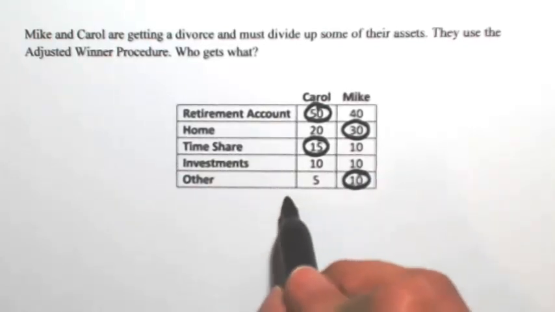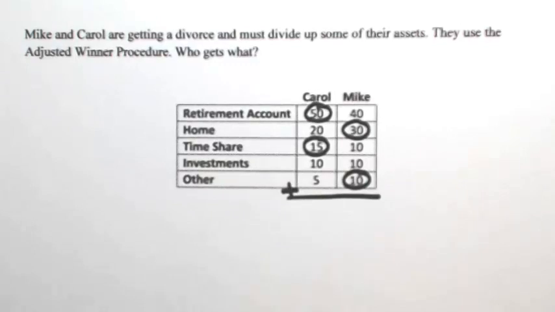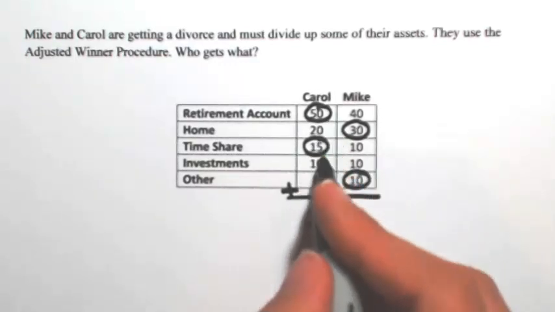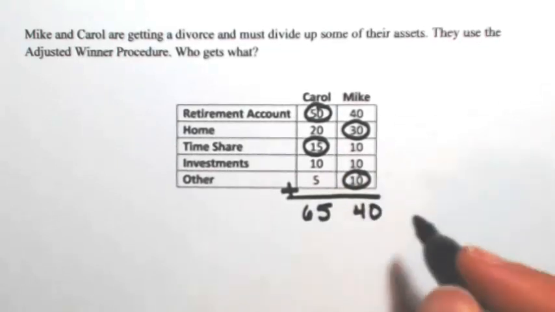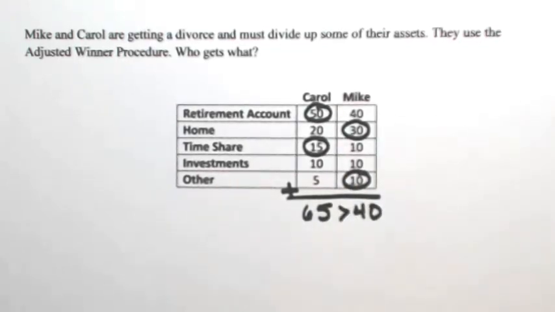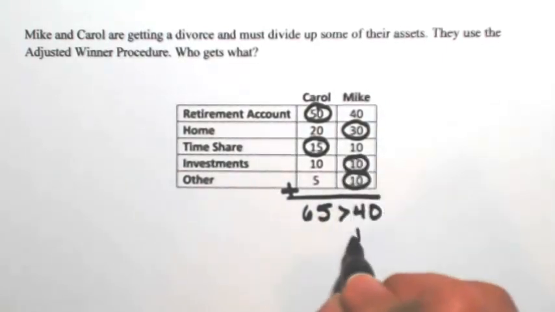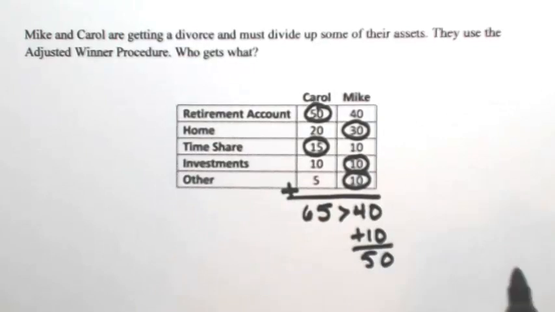So for the time being, let's add up each column to see how much each person has. So Carol has 50 and 15, so 65, and Mike only has 40. So right now, Carol has more than Mike. So the tie is going to go to Mike because he has less points. Okay, so even though Mike got the tie, he still has less points. So that means that Carol needs to give something up.